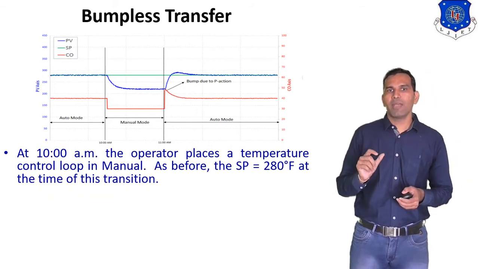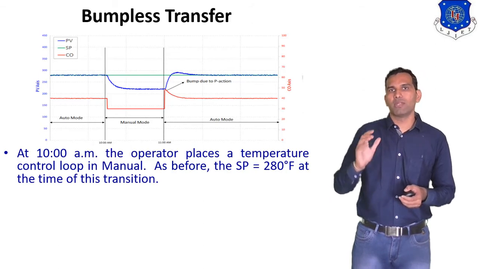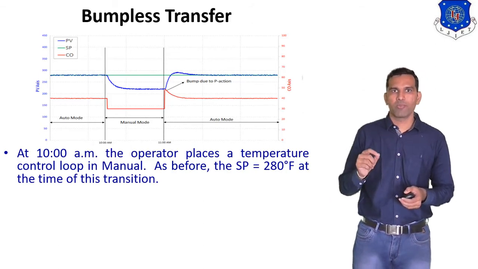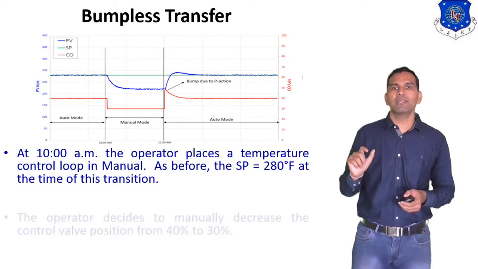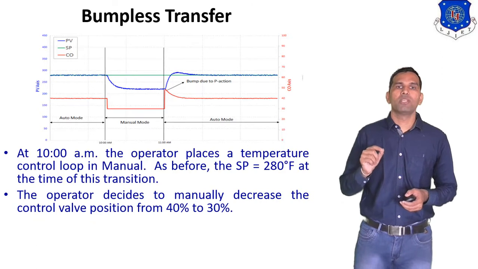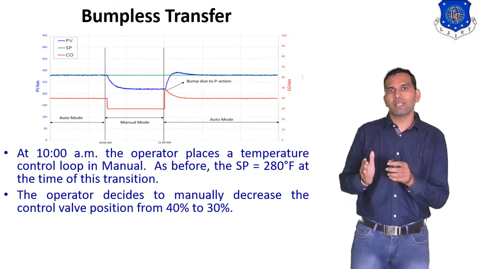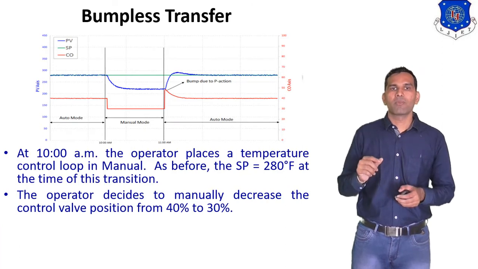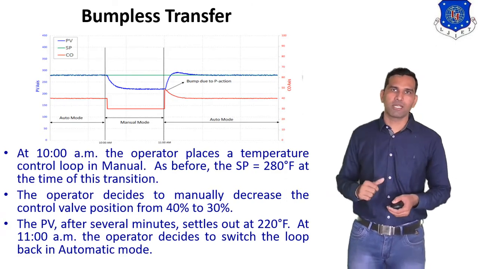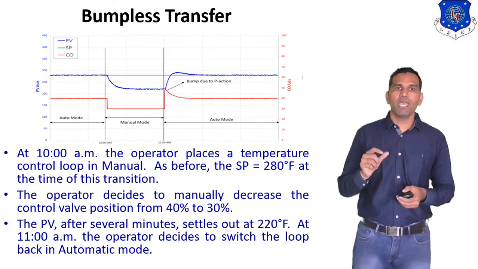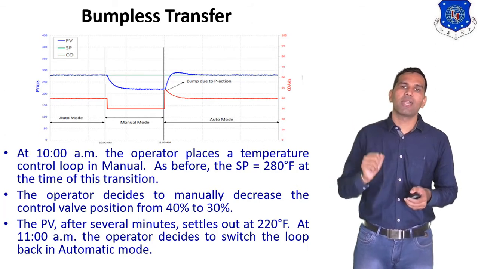At 10 AM, the operator placed a temperature control loop in manual. Okay, already we know, as above, SP is equal to 280°F. At the time of this transition, the operator decides to manually decrease the control valve position from 40% to 30%. The PV, after several minutes, settles out at 220°F.